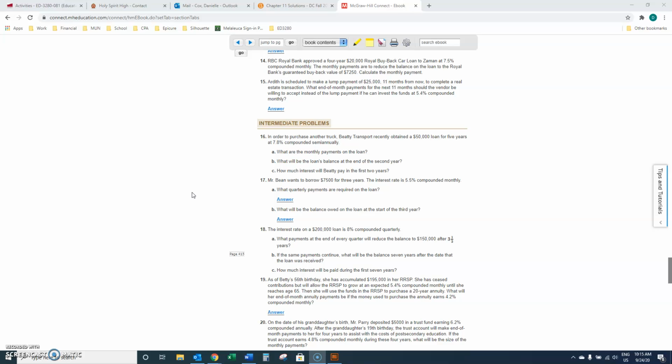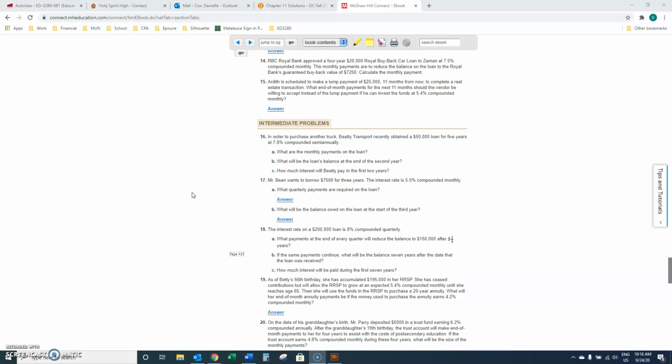What quarterly payments are required on the loan, and what will be the balance owed on the loan at the start of the third year? So for part A, we're looking to find quarterly payments. Then what is the amount of the payment? So he wants to borrow $7,500, so that means it's a loan. He's going to get the money now.